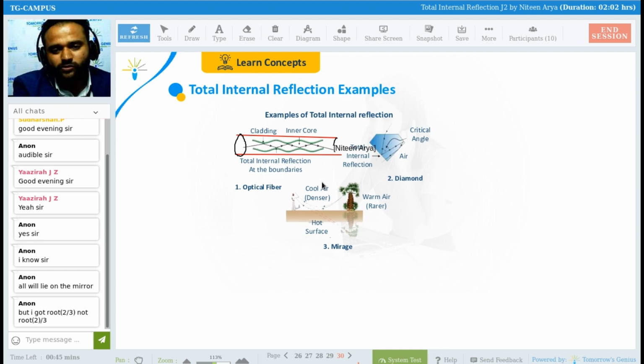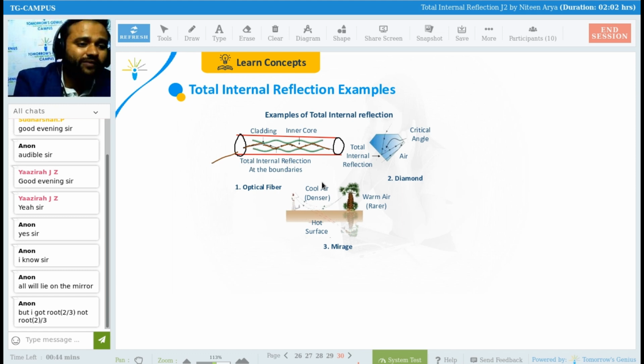Obviously if it is a fiber, it looks like a wire. So first light is going to enter, and then inside there is a cladding and inner core. The moment light enters from this particular source, it is going to be trapped inside, and the trapping is done by the process of TIR. So TIR at the boundaries of optical fiber traps that particular light.